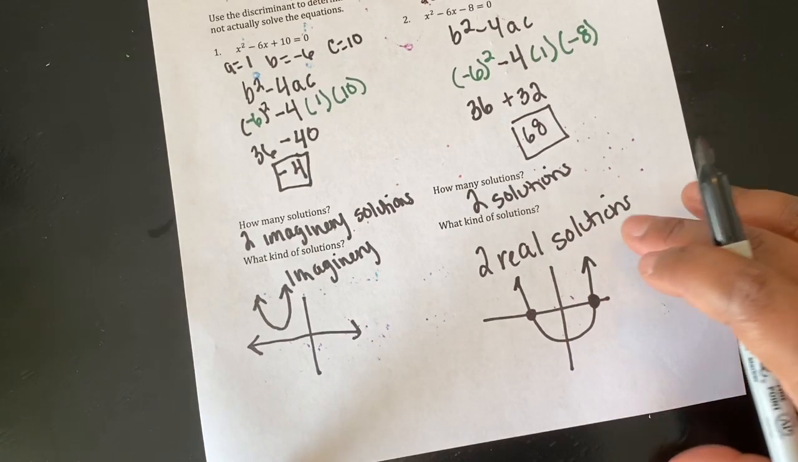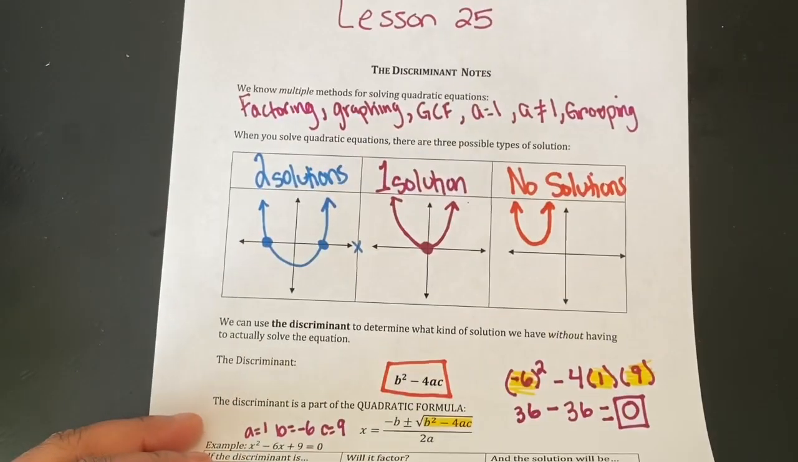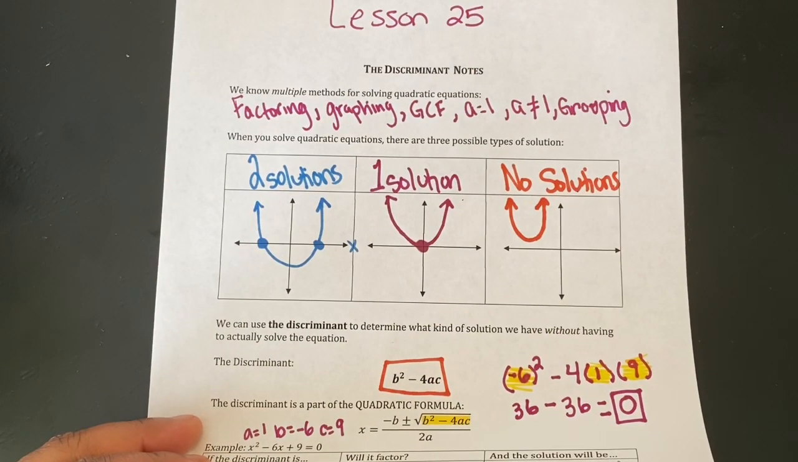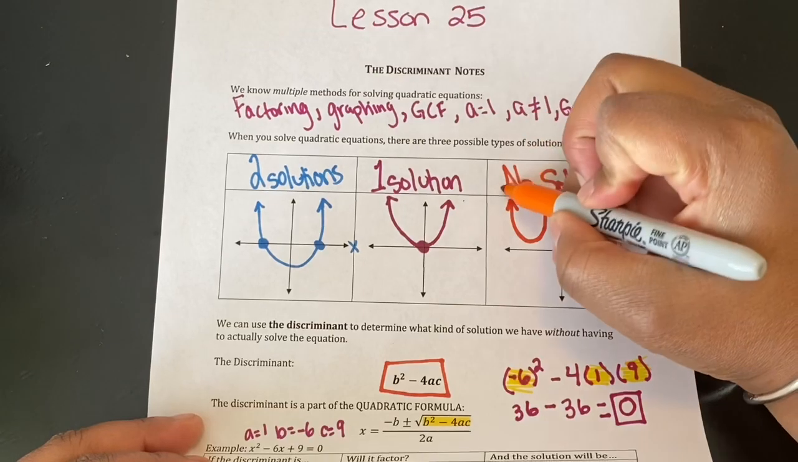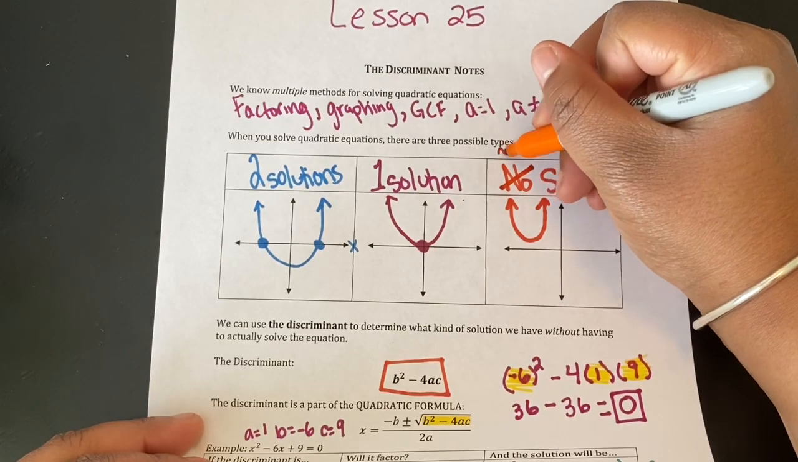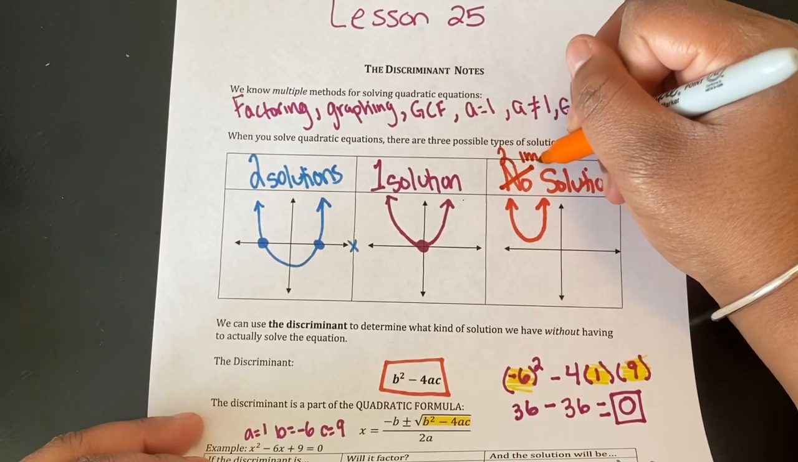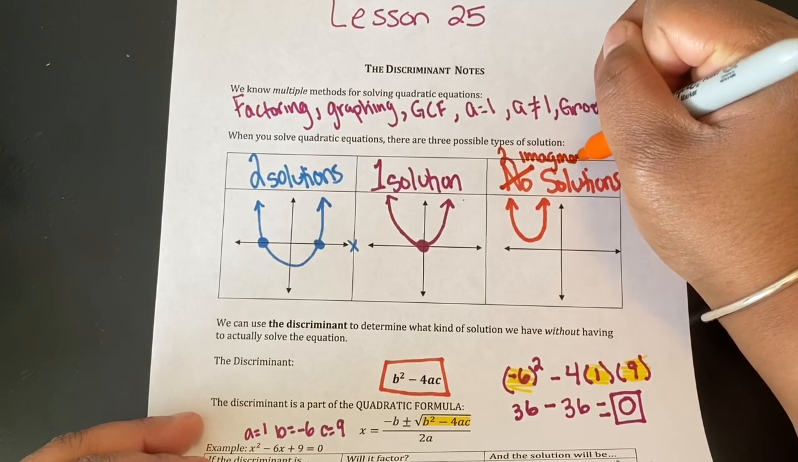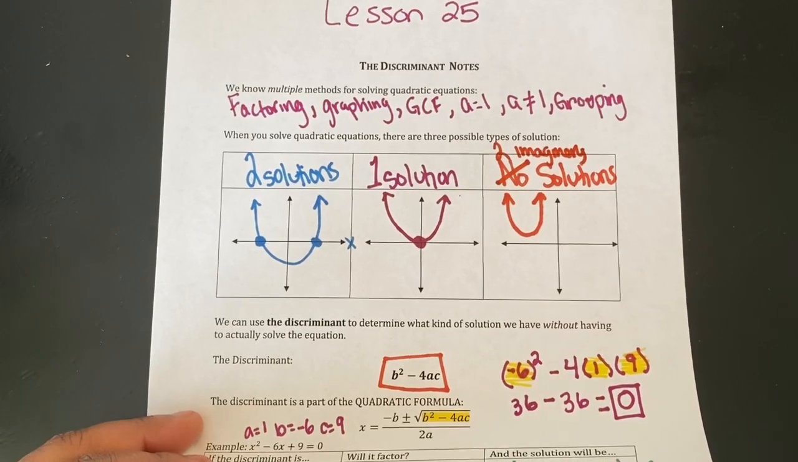All right. So I wanted to make a correction on the first page. It's not going to say no solutions. I'm going to change that now. It's going to be 2 imaginary solutions. Okay, 2 imaginary solutions.